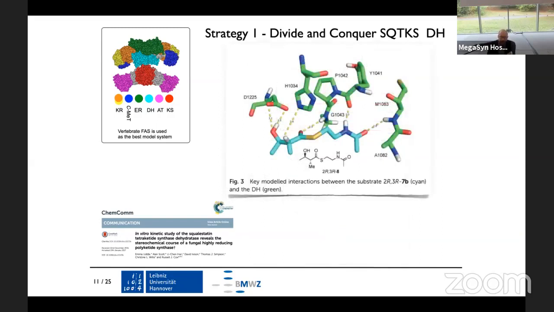We can build models. This is a very, very simple model of the DH, just built with a Swiss model, okay, nothing sophisticated. We can dock those substrates back in. Again, not sophisticated, just using AutoDock. And we get results where chemical moieties, which we know are involved in the mechanism, line up very nicely with residues in the active site, which we also know are involved in the mechanism. So the modeling kind of works, and it can explain what we observe in many cases.